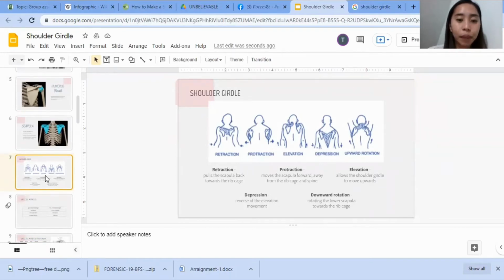Retraction pulls the scapula back towards the rib cage. Protraction moves the scapula forward away from the rib cage and spine. Elevation allows the shoulder girdle to move upward. Depression, a reverse of the elevation movement, and downward rotation, rotating the lower scapula towards the rib cage.